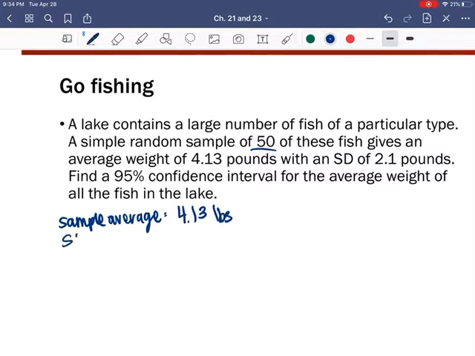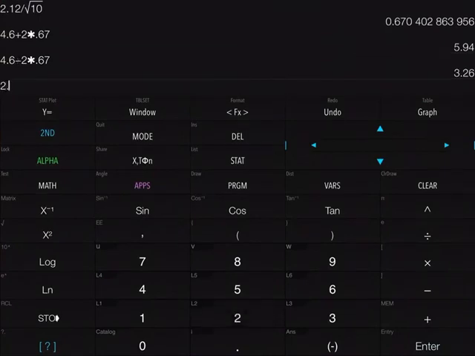And the standard deviation of that sample is 2.1. We need an SE, not a standard deviation. So we're going to take this number and convert it to an SE. And the formula for the SE average that we learned in the Chapter 23 Part 1 notes is the standard deviation over the square root of the number of draws. So 2.1 divided by the square root of 50.